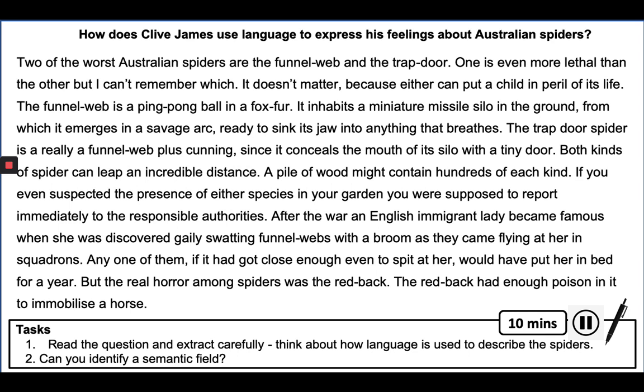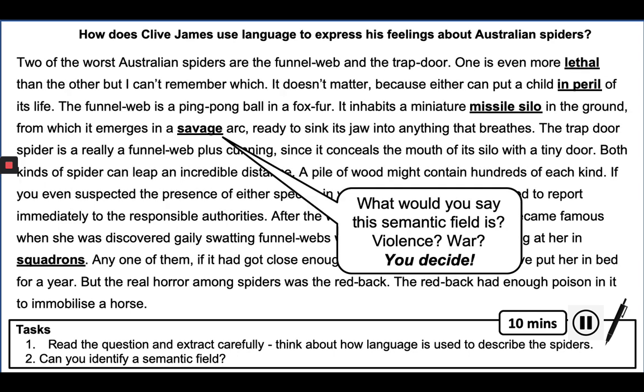Okie dokes. These are the words that stood out to me that I thought could be used as part of a semantic field. Lethal, imperil, missile silo, savage and squadrons. What would you say this semantic field is? Violence? War? You decide. Being able to spot a pattern in the extract gets you some higher marks.